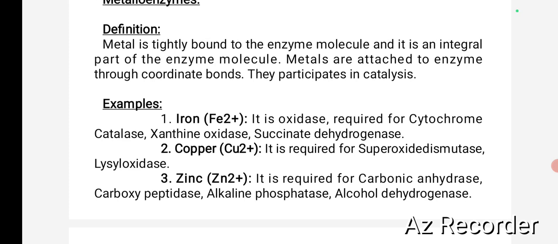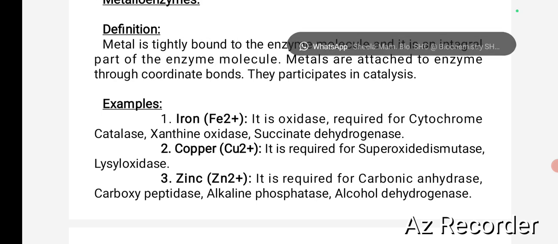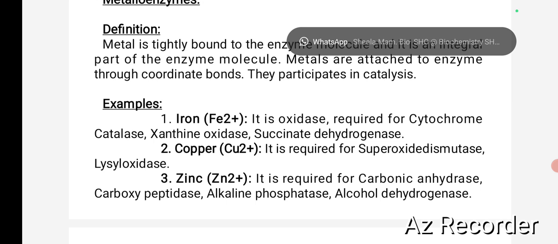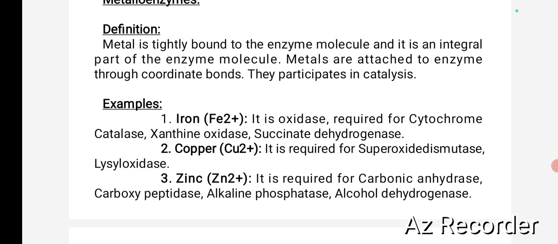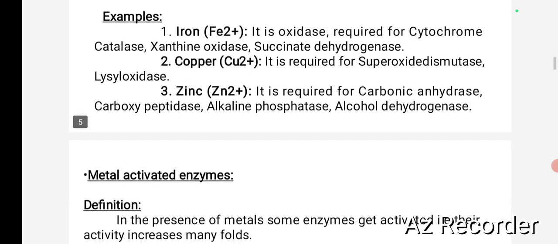Next one is copper. Copper is required for superoxide dismutase and lysyl oxidase. Third one is zinc. It is required for carbonic anhydrase, carboxypeptidase, alkaline phosphatase, alcohol dehydrogenase. These enzymes utilize zinc as a cofactor.